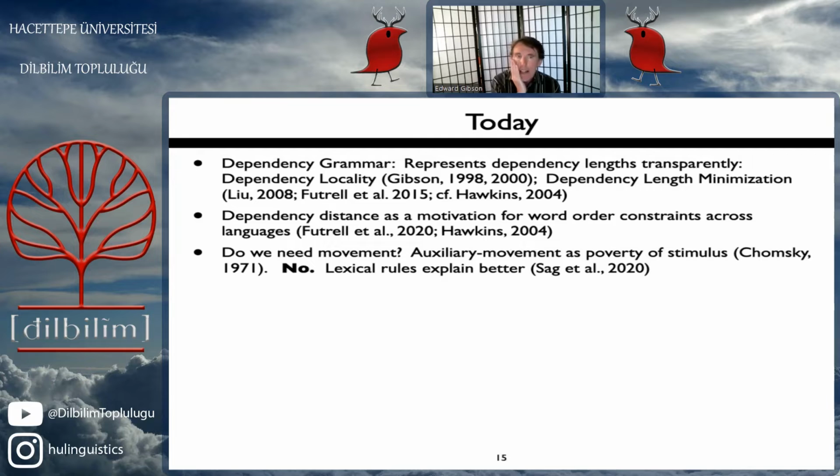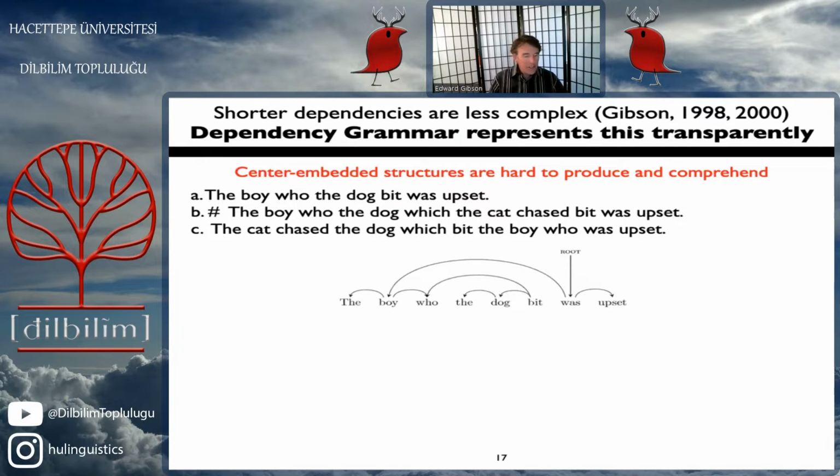And then after that, I'll say a couple of other things and we'll see how the time goes. Okay. So first, let's talk about dependency length being represented transparently. The first evidence for that is the fact that center-embedded structures are universally hard to produce and comprehend. And dependency grammar represents that very transparently: they're hard because there are always long-distance connections in those. So here are some English examples. I'm going to give you some Japanese examples as well. I don't have Turkish examples, but they would be similar.